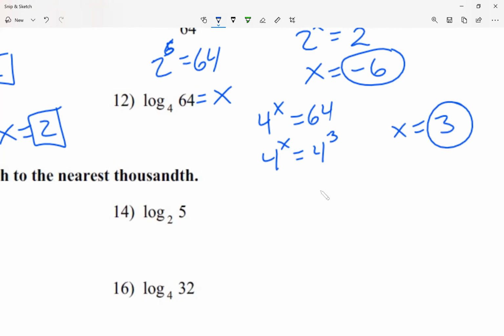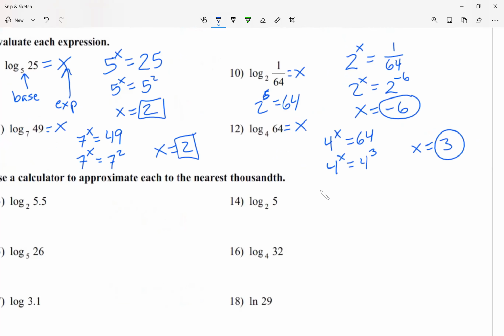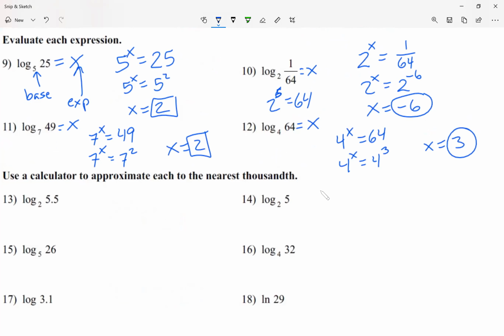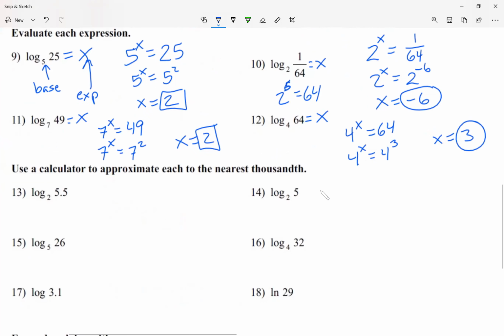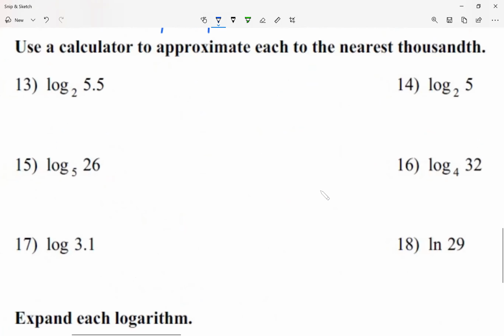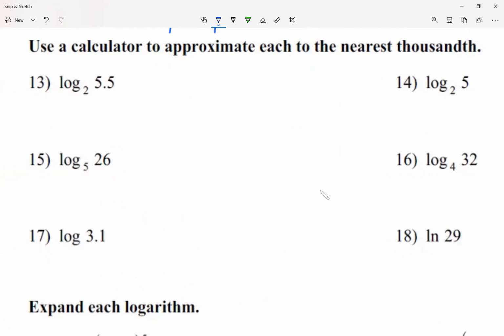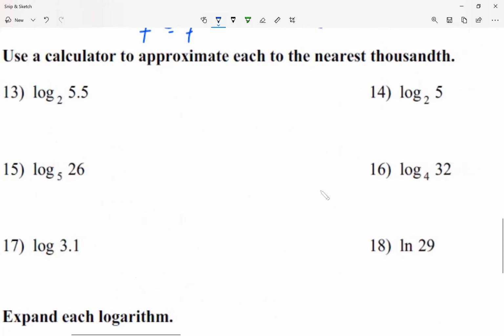Now let's change this a little, right? Let's not have it that simple all the time. Take a look at questions 13 through 18. Now here, we're going to use a calculator. Use a calculator to approximate each to the nearest thousandth. Okay. Now, nearest thousandth, I expect my answer to be a decimal. Now, thousandth looks like 1,000, right?